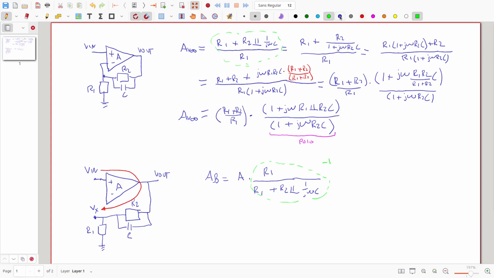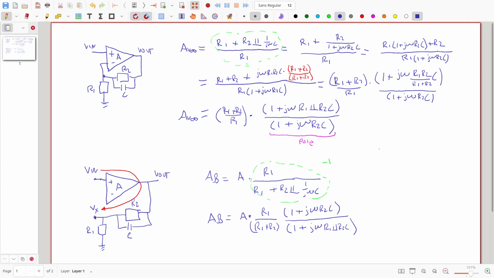So the same result that I have here for the asymptotic gain will also be for the loop gain, but inverted. So I will have R1 plus R2 divided by, that will be R1 divided by R1 plus R2, and then the pole will become a zero. That means that this pole will appear here, R2 C, and then the zero will become a pole, jω, R1 in parallel to R2 C. Okay.